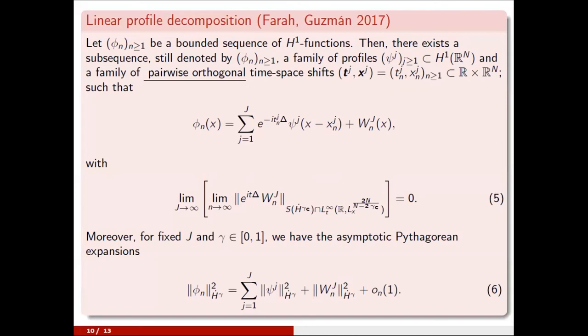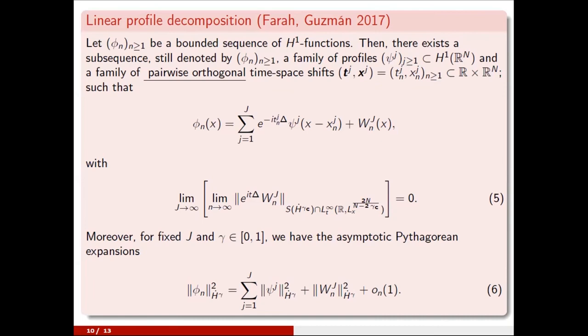If you use the pairwise orthogonality of the shift space, and time and space, there is at most only one bounded. We cannot have two bounded, impossible, because the difference goes to infinity. So one of them is bounded or no one. So if there is one, we suppose it's the first.